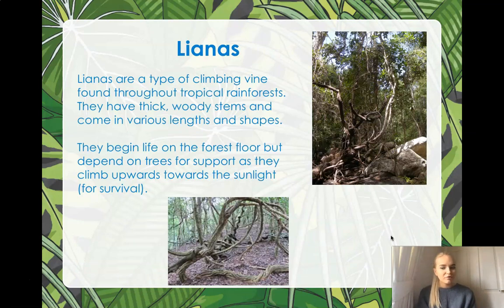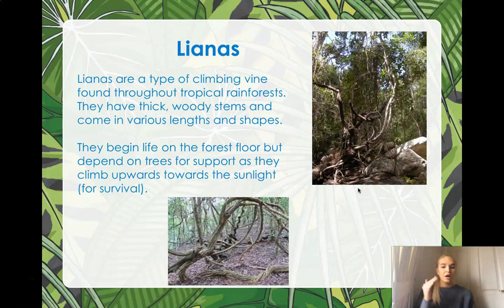Something else that we've learnt from our reading sessions is that lots and lots of trees have lianas. Now, lianas are a type of vine found throughout the tropical rainforest, and they have thick, woody stems like in this picture here. And they can come in various lengths and shapes. So some of them might be long lianas, some of them might be short, some of them might be thin, some of them might be fat. And what happens is they begin their life on the forest floor, like here and like here. But does the forest floor get much light? No. So what they do is they depend on the trees for support.